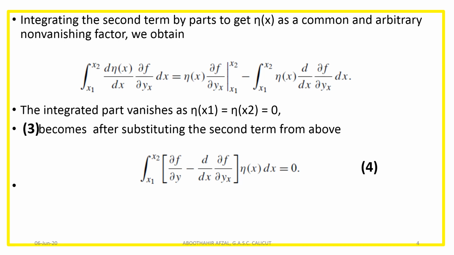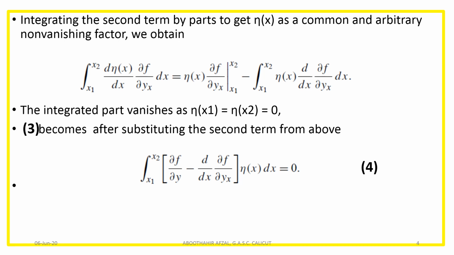So first function is ∂f/∂y into integral of second. Second is, if you integrate the second function dη/dx, it will become η. So it will become ∂f/∂y_x into η. That is the first term. Minus integral of differential of first into integral of second. Differential of first means the first function is ∂f/∂y_x, so d/dx of ∂f/∂y_x, into integral of second, which means integral of dη/dx. It is nothing but η.